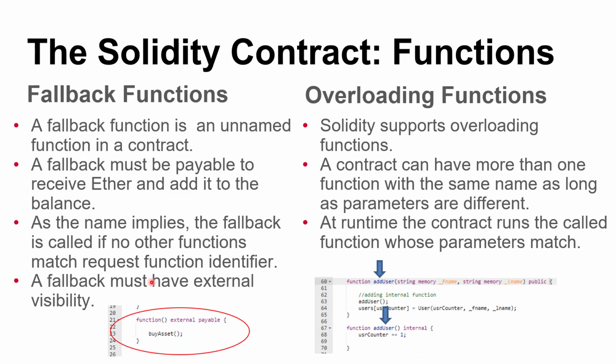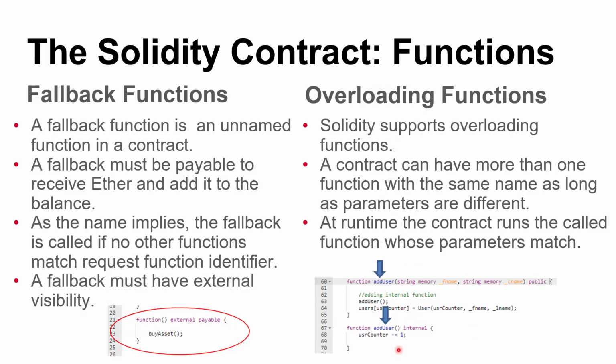There are fallback functions. With fallback functions, it doesn't have a name. So anything that calls the fallback function will run or set a variable, and a fallback function must have external visibility.